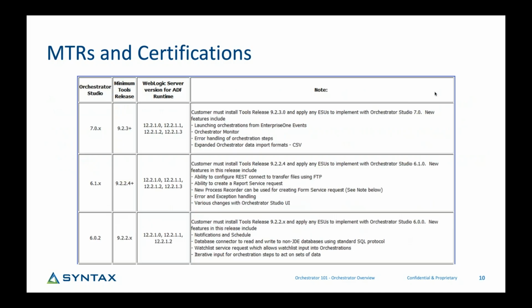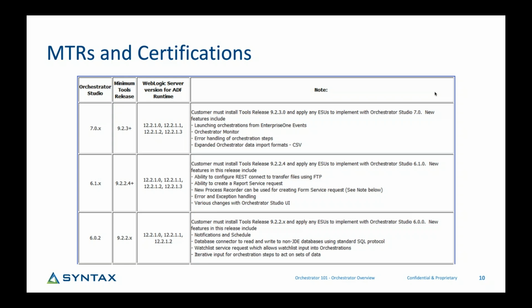So let's jump into some MTRs and certifications. So you'll see a quick list here, and on the left side, you'll see the Orchestrator Studio version, which there's been a few more versions since then, since we actually took this data out of Oracle. But the Orchestrator Studio version you'll see is coupled with the tools release. So if you're using 7.0, you have to have at least 9.2.3 for a minimum tools release. And then the ATP logic version. So we see some customers, of course, have logic in preparation for the new Orchestrator Studio versions.